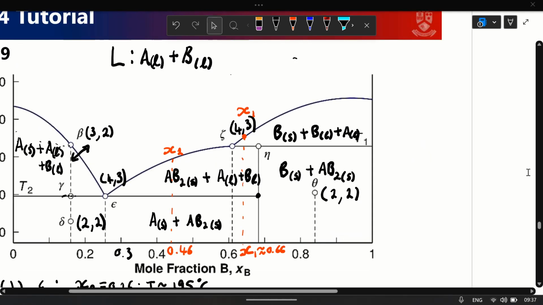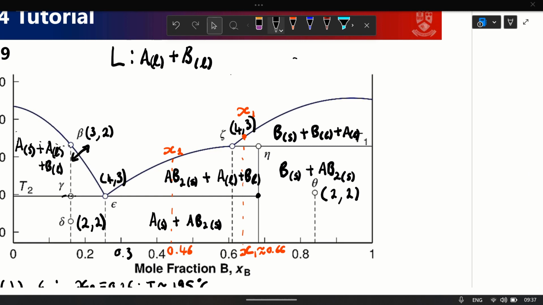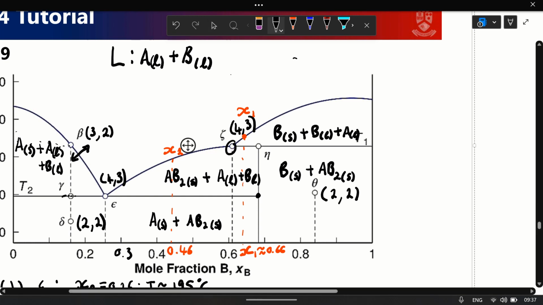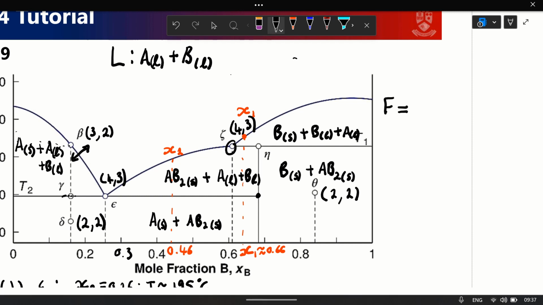I just thought I might go back to a point I made earlier, which might not have come across as directly as I wanted it to. Earlier I calculated the number of degrees of freedom here at the point zeta, and I said F is equal to C minus P plus 2. We said the number of components is 2, it's A and B, and P, the number of distinct phases, is 3, and then plus 2, and then we got 1.